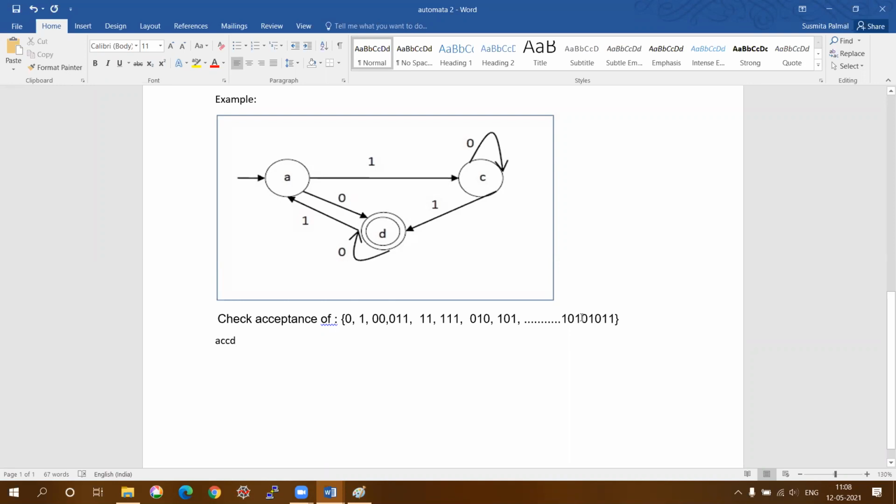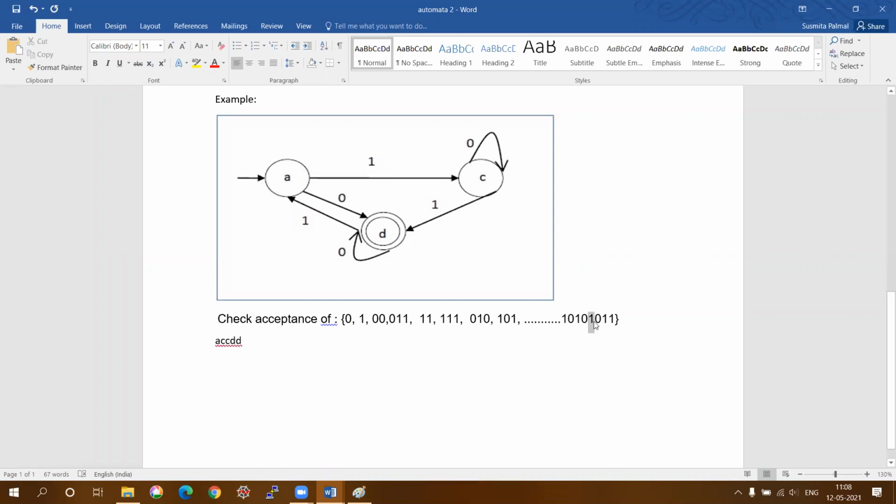And how many symbols have you traversed till now? 1, 0, 1, 0. So from A to C, it is 1. Then using 0, you are going to C. Using 1, you are going to D. Up to this, we have used. So the remaining is 0 and the present state is D. From state D, using 0, where do you go? State D. So up to this we have proceeded and we came to state D.